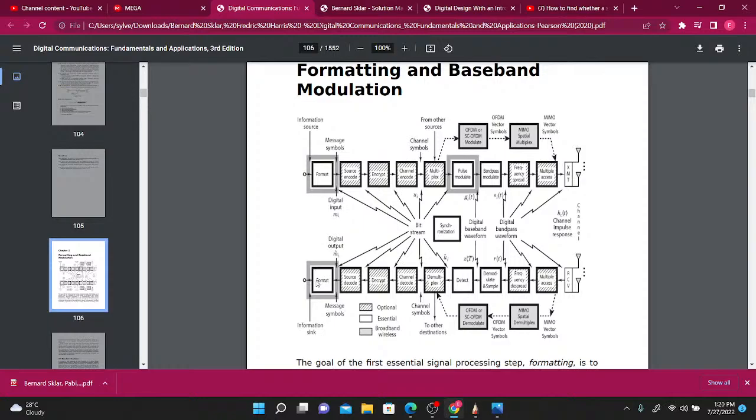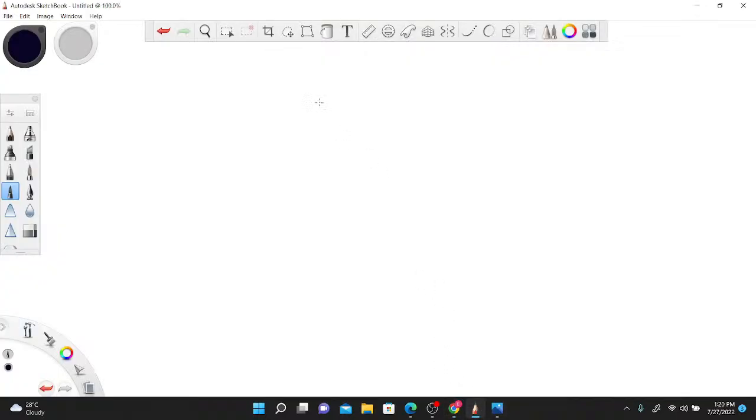If you read the introduction in this book, you'll find out that we are trying to go digital. One of the main reasons why we are choosing digital is ease of signal regeneration.